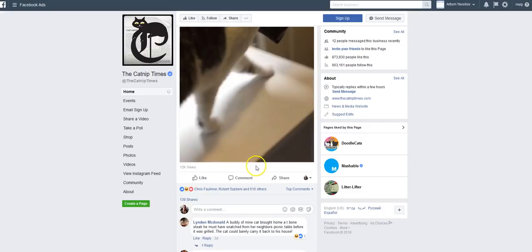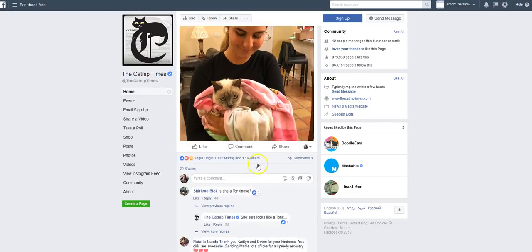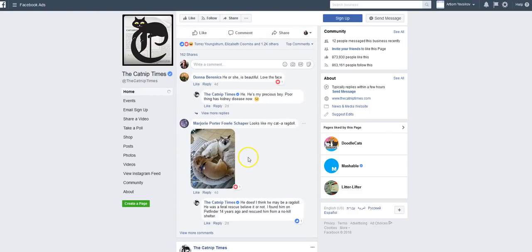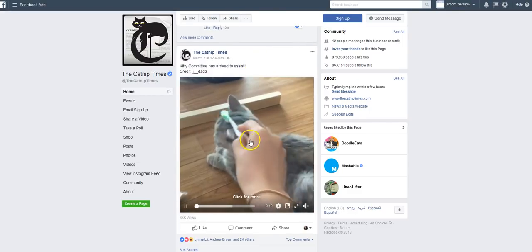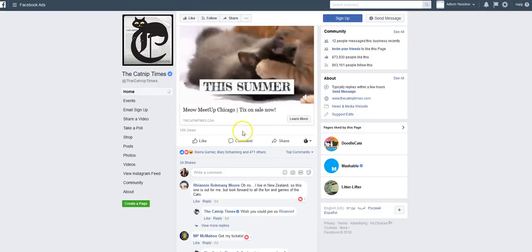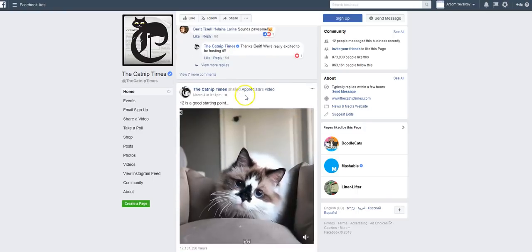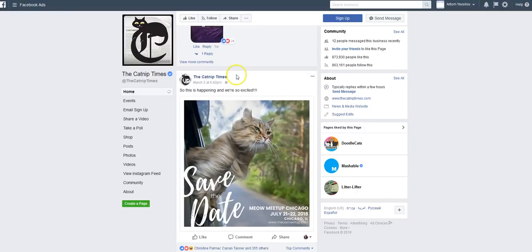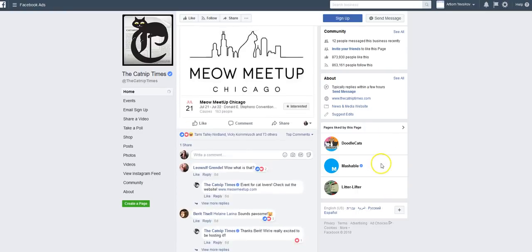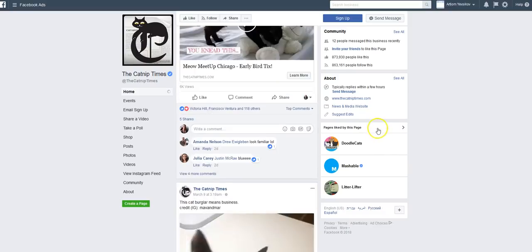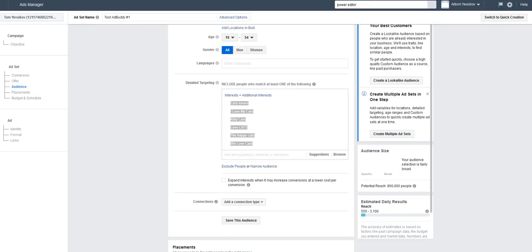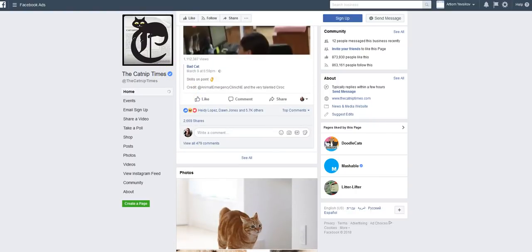All right, seems pretty legit to me. Seems really good. Not the best, not like wow, but definitely there's engagement, and definitely they're selling products. And definitely they're doing events, so there's money being transferred here. The Catnip Times is a great interest. So we're going to take this interest, the Catnip Times.